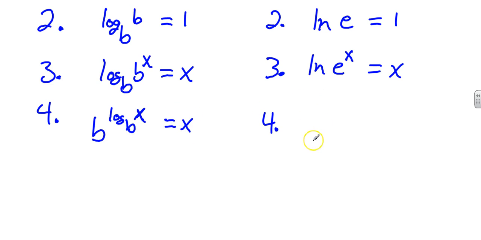In the ln form, it's going to be e to the ln of x. And again, as soon as you see ln, that basically means you've got the base e, so these two things are the same. So that'll just cancel out, and then it'll just make it x.